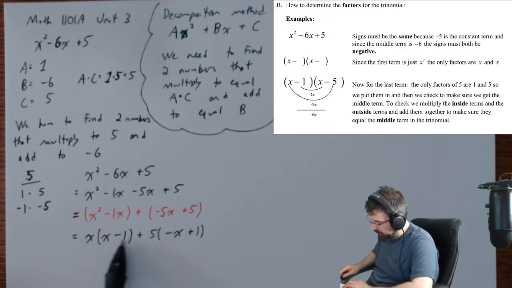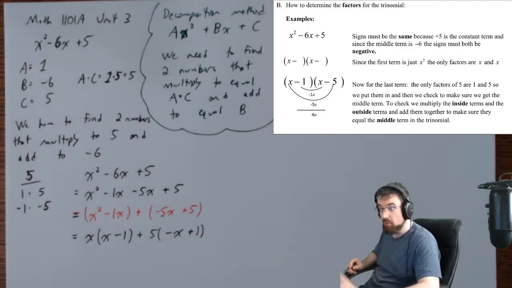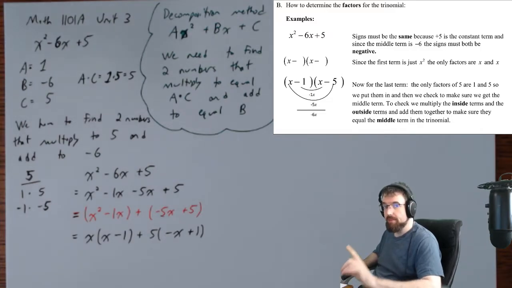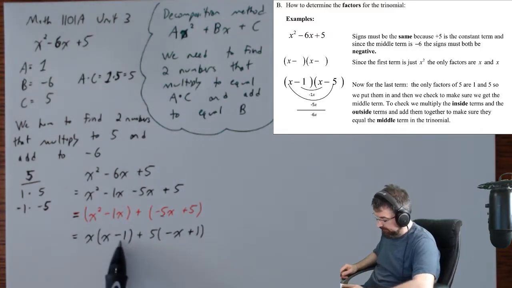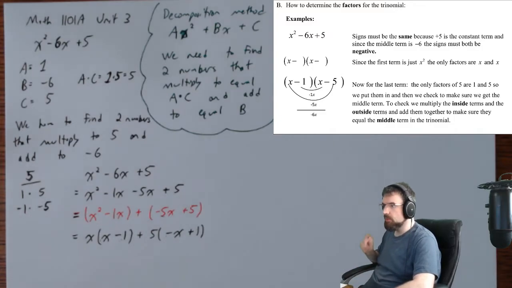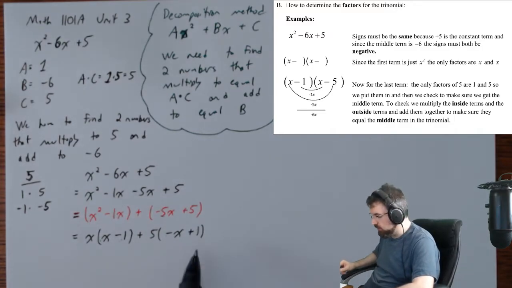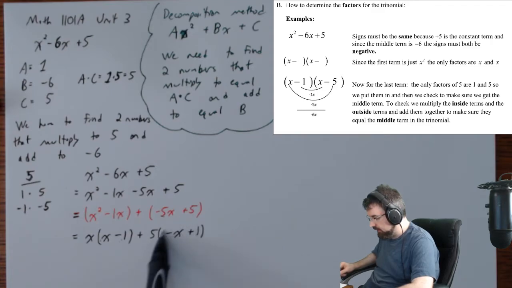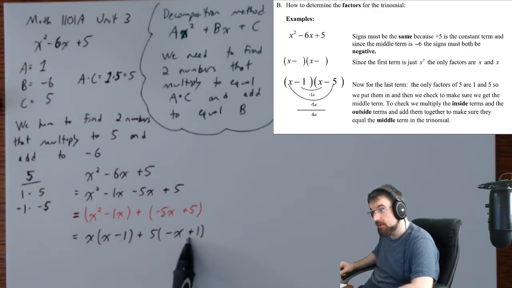Because here we have an x minus 1, and here we have a negative x plus 1. But it is mostly the same. The only difference is that the signs are switched. You notice this x is positive, this x is negative. This one is negative, this one is positive. So the signs are swapped. So what we need to do is flip the signs. If we flip both the signs here, then this becomes the same as that.